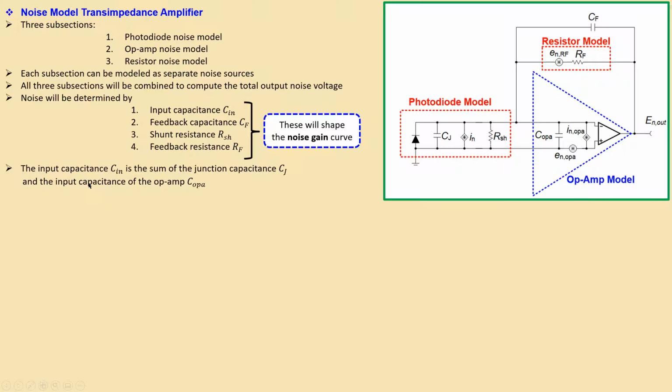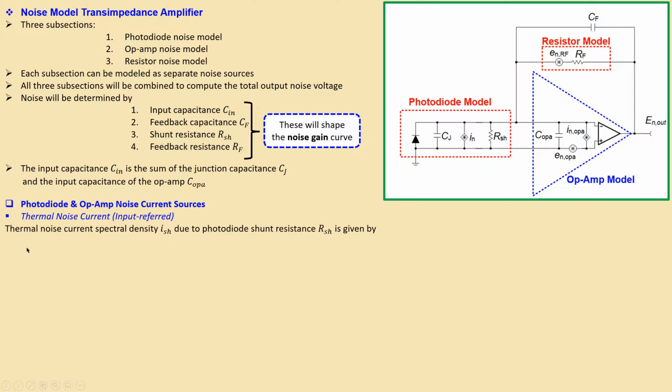Now the input capacitance Cin is actually the sum of the junction capacitance and the capacitance of the op-amp, which is COPA. Okay, now the photodiode and the op-amp noise current sources. Let's go through that step by step. The terminal noise current, input referred, is as follows.